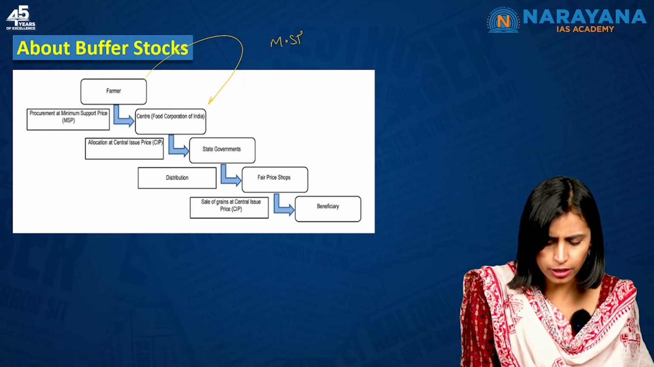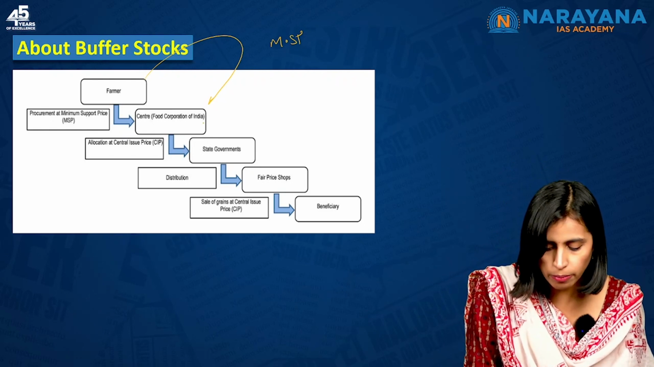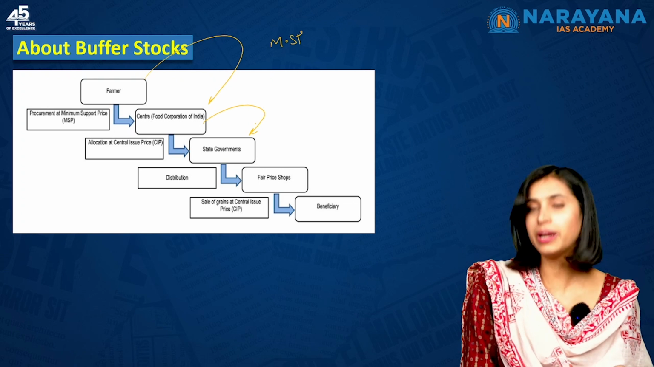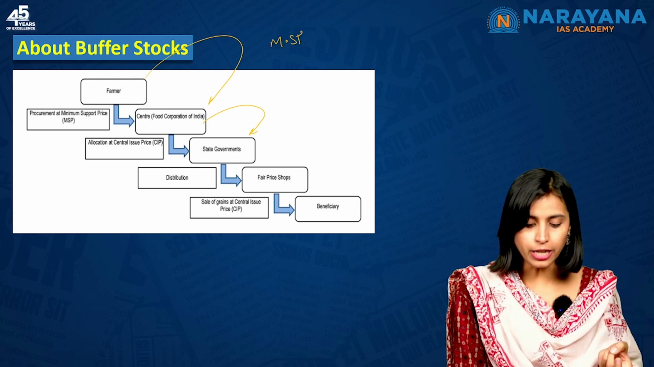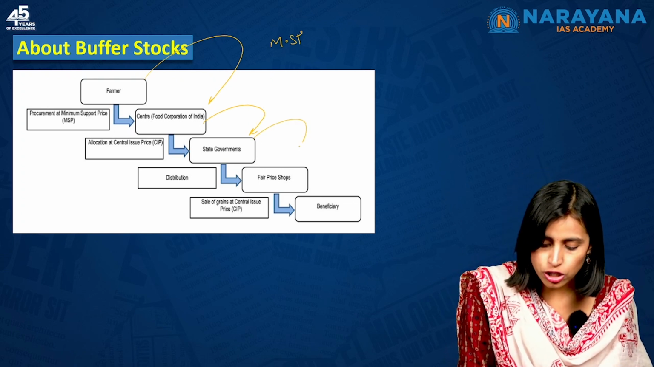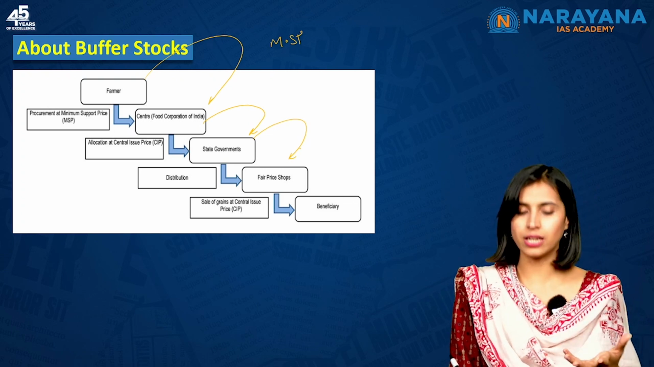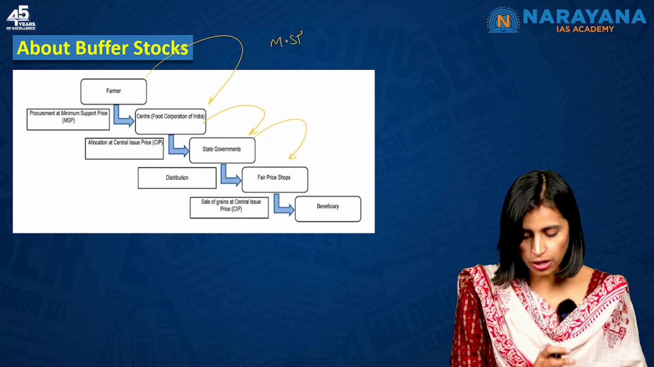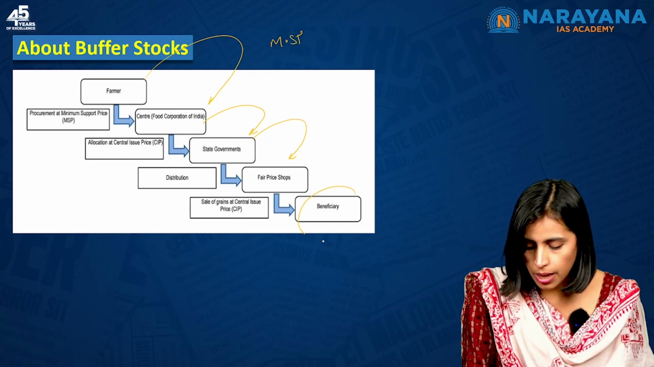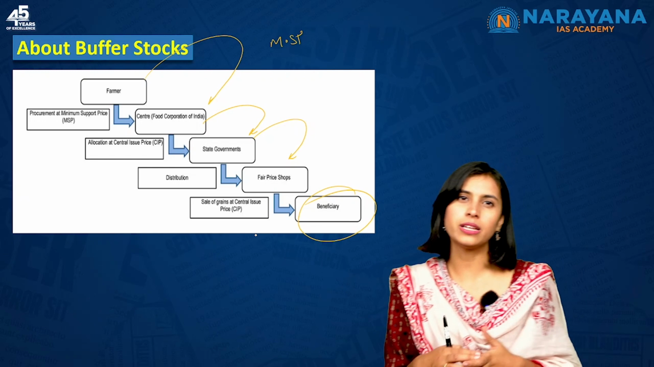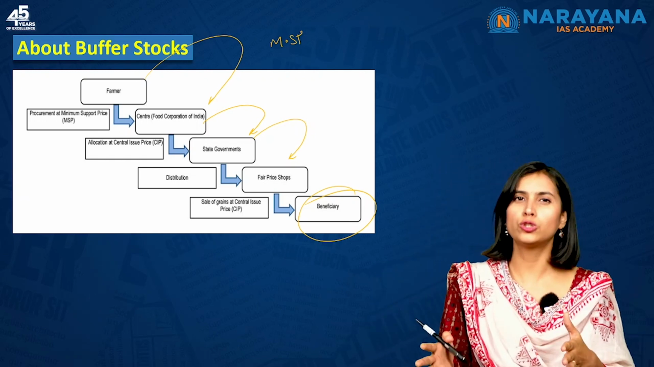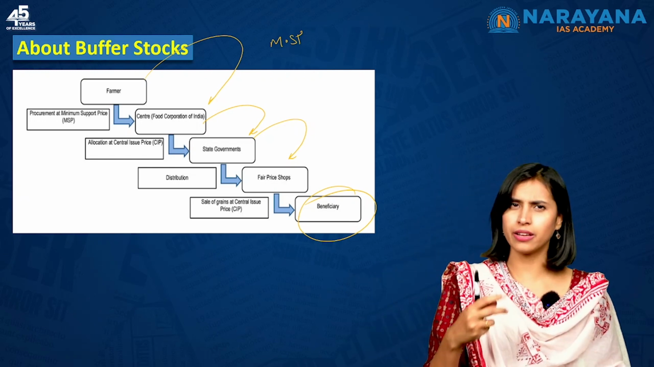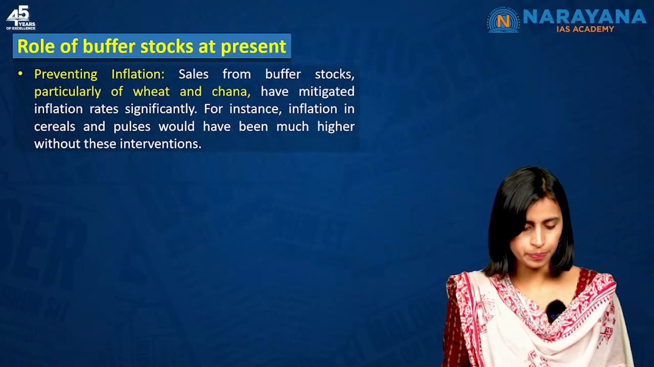After that, the Food Corporation of India creates a buffer stock. From the buffer stock, the food goes to the state government at the central issue price, and then it is distributed to the fair price shop at an actually subsidized rate, and there is a sale of grain at the central issue price to the beneficiary. So whatever rate is decided, the price stability is also ensured, because the beneficiaries are getting grain at a certain subsidized rate.